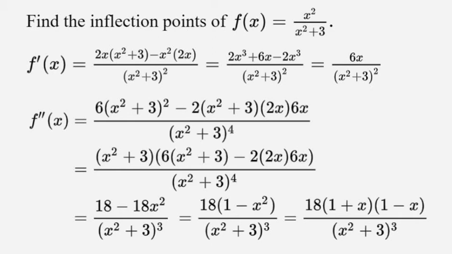And so my fully simplified form of the second derivative is 18 times (1 plus x) times (1 minus x), all divided by (x squared plus 3) cubed. And while you didn't need to do this, if you didn't, it would be very difficult to accomplish the next step of figuring out where the second derivative is positive or negative.